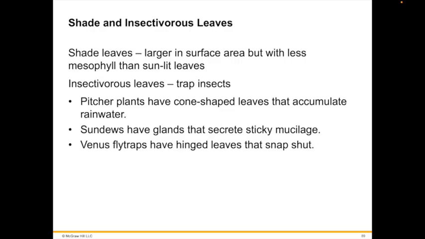Other plants, such as sundews, from the genus Drosera, they also occur around here, have glands that secrete sticky mucilage that traps insects, which then digest it by enzymes. And yes, they grow here in Baldwin County. The Venus flytrap produces leaves that look hinged at the midrib. And I think you all have heard of the Venus flytrap. When tiny trigger hairs on the leaf blade are stimulated by a moving insect, the two halves snap shut.